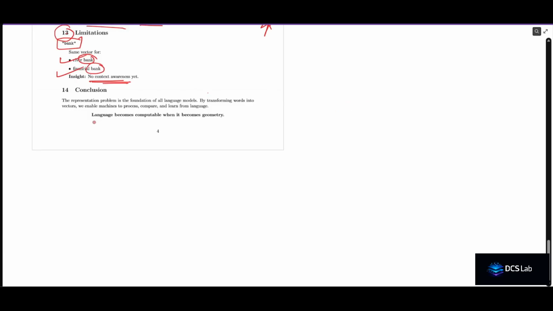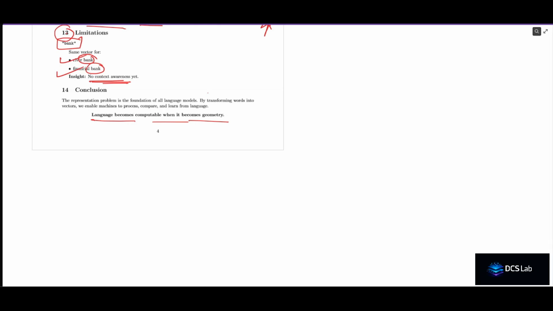But keep this in mind that language becomes computable when it becomes geometry. When you're able to convert these words, these tokens, into vector representations, it means we can visualize them, and hence it becomes computable, right? Because you can find the similarity between the vectors, the distance between the vectors, you can find the patterns between them.